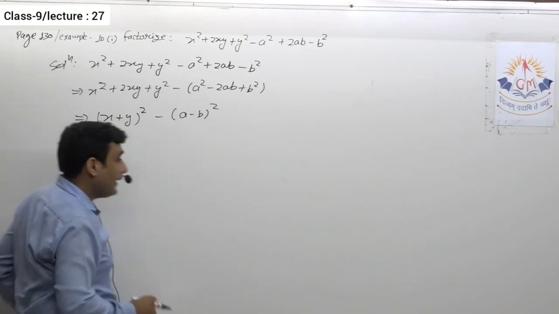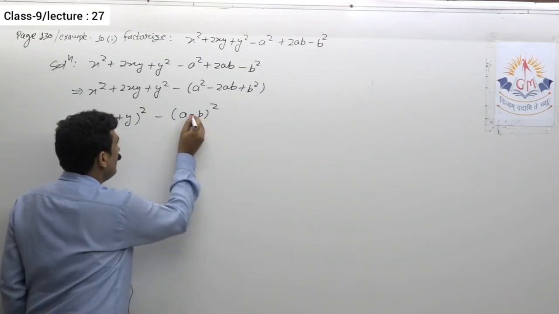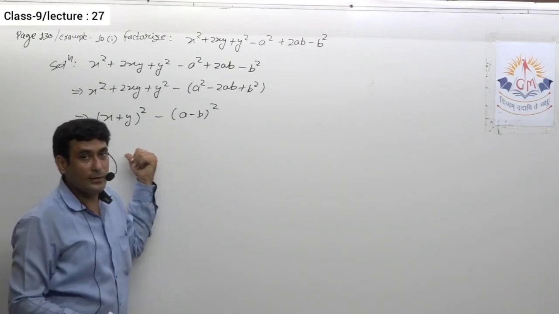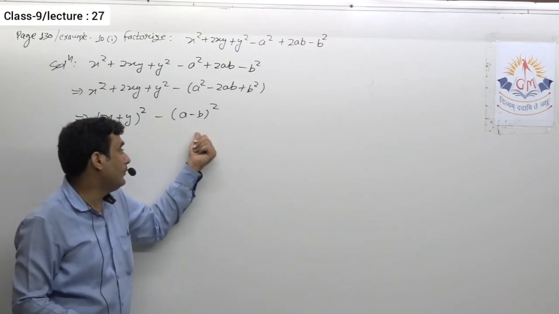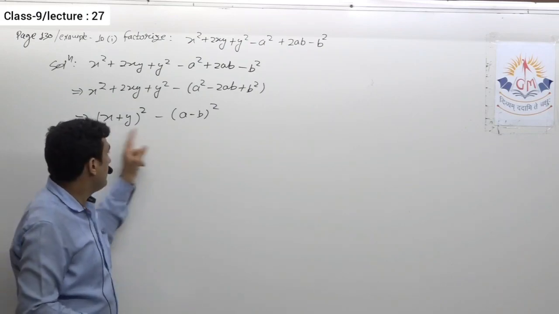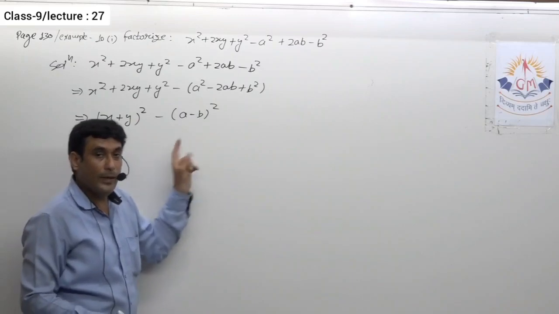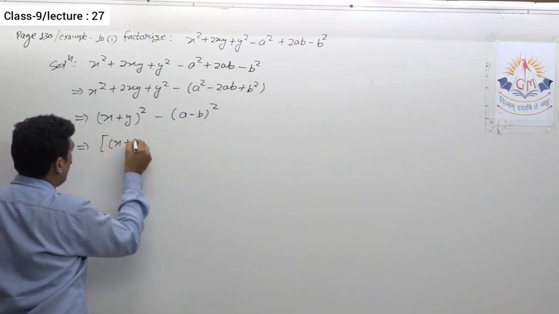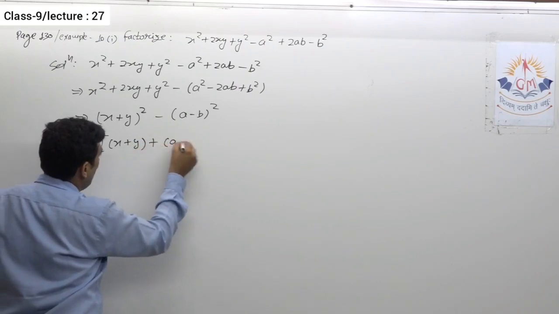Now this again creates an identity. Which identity? I can say the difference of two squares, isn't it? This is a complete square, this is a complete square, and there is a minus sign between them. It means it can be written as the sum of these two multiplied by the difference of these two. So here I write x plus y plus a minus b.